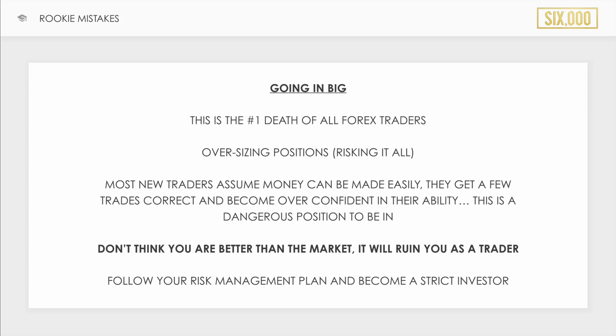Follow your risk management plan and become a strict investor, a strict trader. Risk 1 to 2%. This is how you keep your capital safe. It saves all of the stress and the depression as a trader when you lose a substantial amount of capital that you've worked very hard for. Like I've said before, you go out, you work for your money.